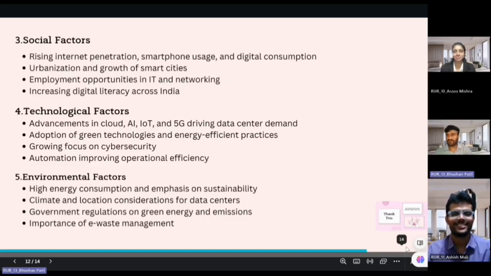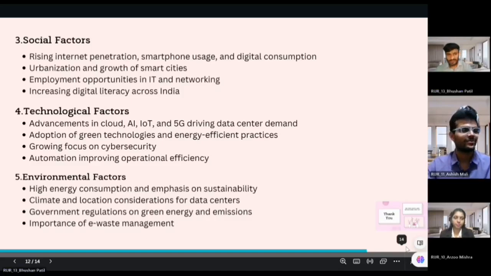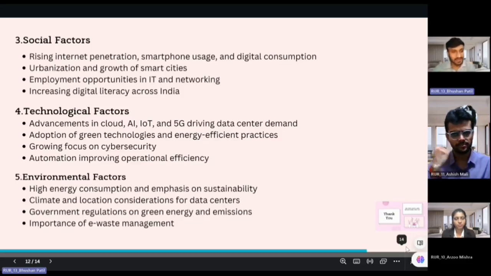Then we are now talking about the environmental factors, the energy consumption. Data centers require high energy consumption and this emphasizes sustainability. Climate change. India's vulnerability to climate change and extreme weather conditions can impact data center operations, necessitating resilient infrastructure. The sustainability initiatives, the growing pressure on the data center market, such as energy efficient cooling systems and use of renewable energy sources. The government regulation on green energy and emissions. And next is the importance of e-waste management.